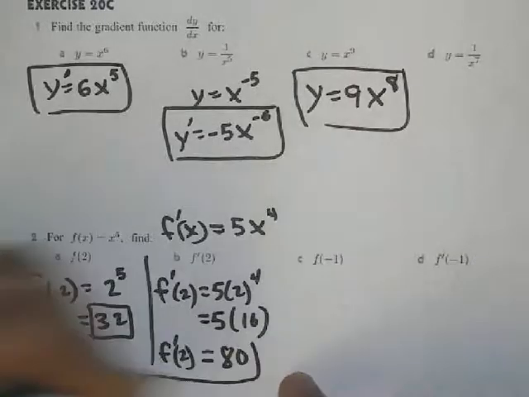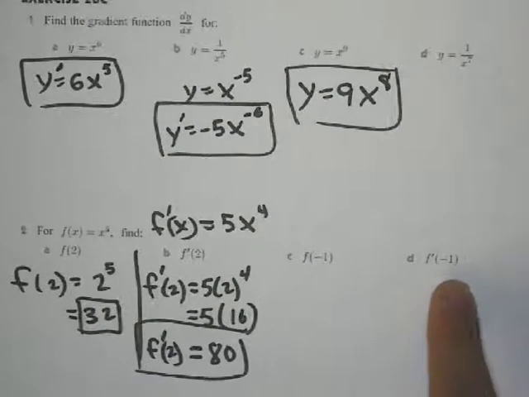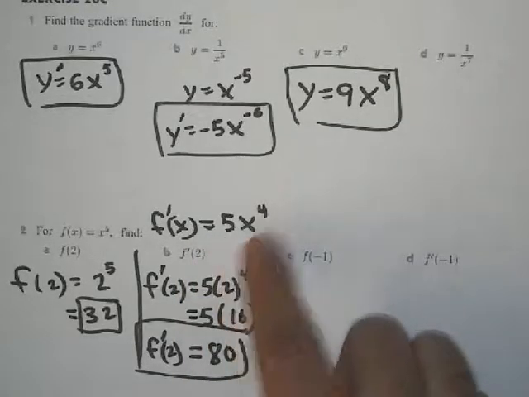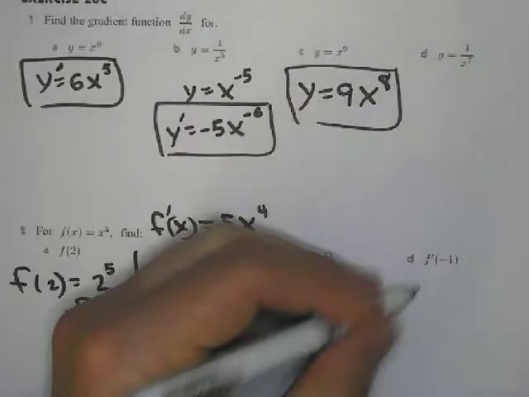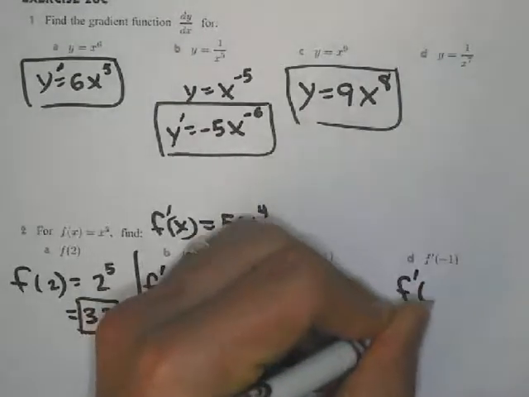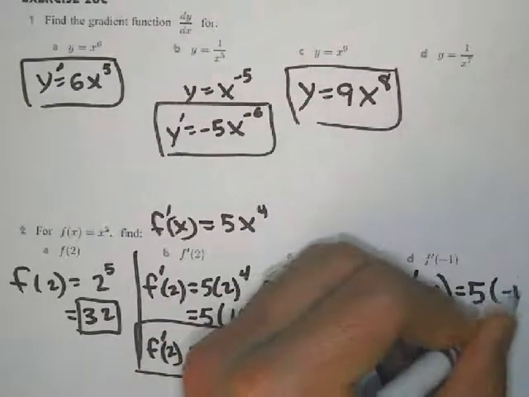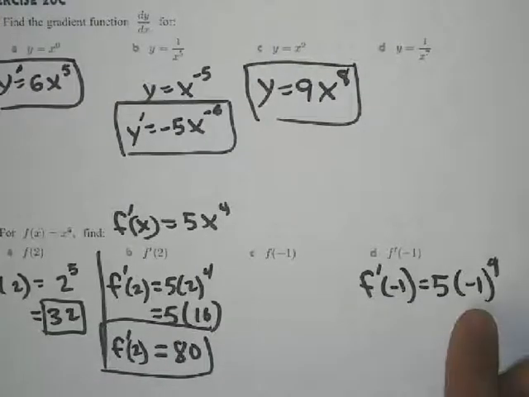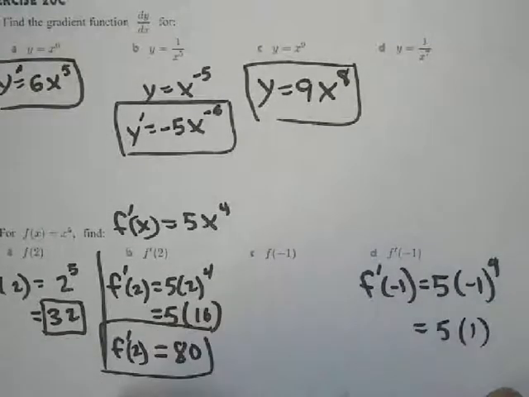Okay, let's do D, because that's really similar. Right? Okay, so I'm going to take the derivative, 5x to the 4th, and I'm going to plug in negative 1 in place of x. So then we get 5 times negative 1 to the 4th power. Now, this should be a little easier. Negative 1 to an even power is going to give me 1, right? Okay, and what is 5 times 1? 5.